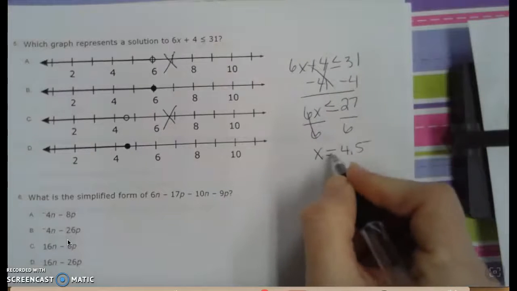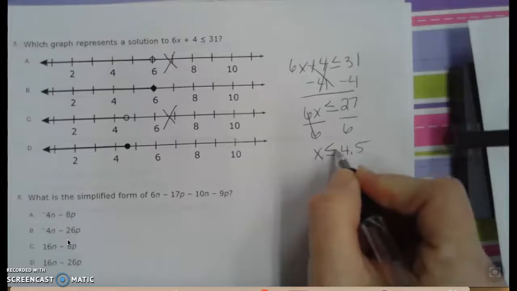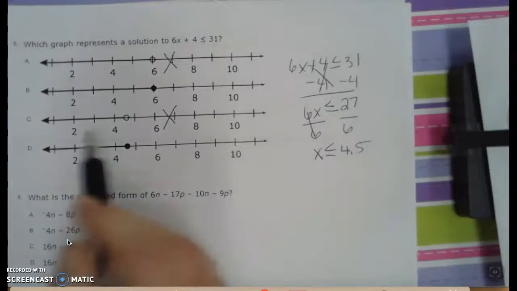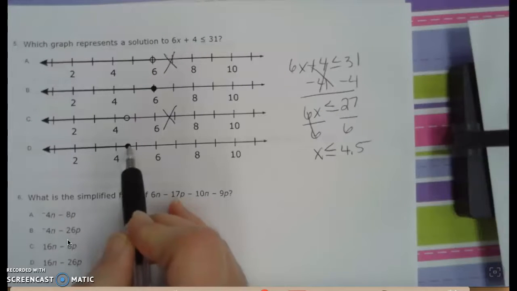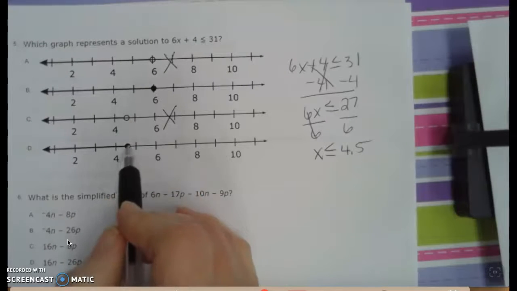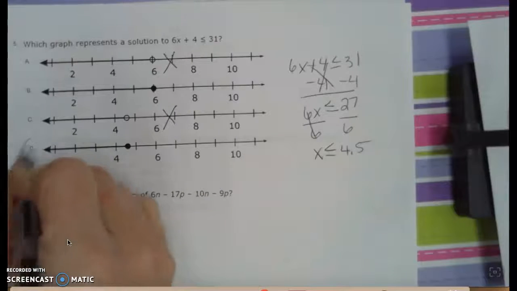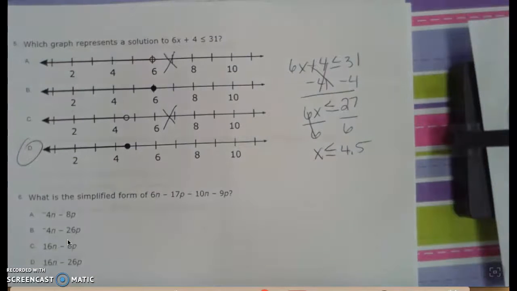And I shouldn't have put an equal sign right here. I should have put my same sign up here. So we know that our dot is on 4.5. So here, that dot works. That's on 6, so that's not going to work. And that lets us know that it's shaded to the left. So our answer is going to be D.